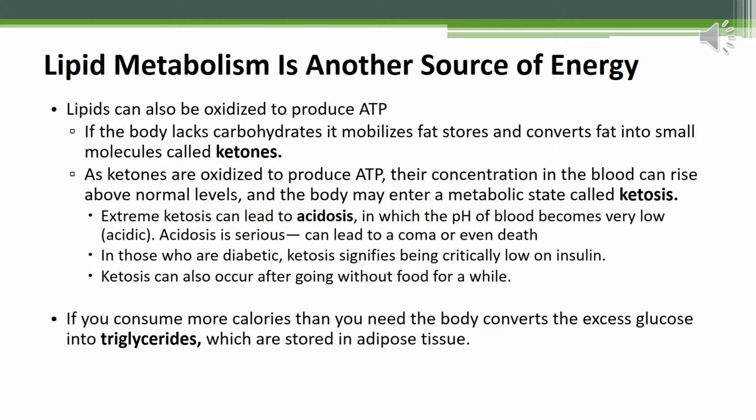In those who are diabetic, ketosis signifies them being critically low on insulin, so it would then be necessary to inject the insulin. Ketosis can also occur after going without food for a while, like I said. If you consume more calories than you need, the body converts the excess glucose into triglycerides, which are then stored in adipose tissue. And if I haven't said it before, the calorie is actually a measure of heat, and it measures how much heat it requires to raise 1 gram of water 1 degree Celsius. And we'll talk more about calories in the following slides.